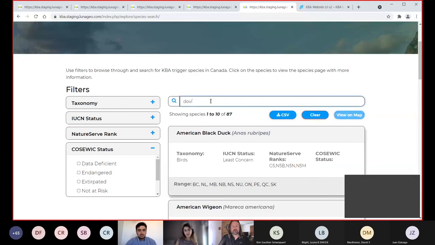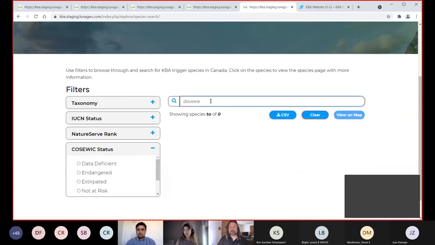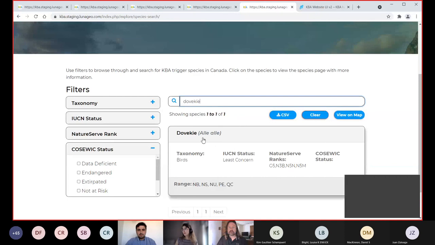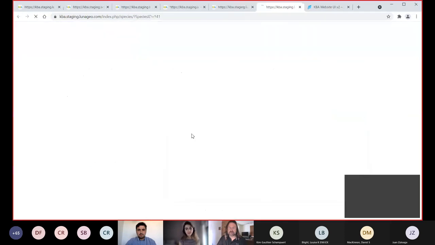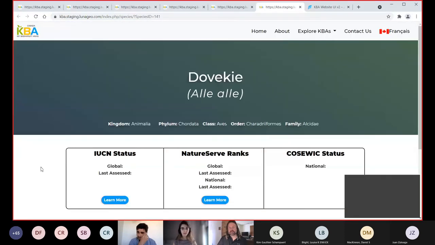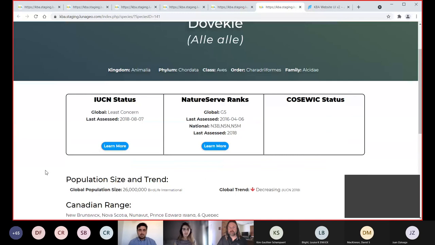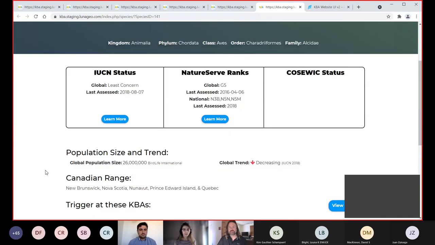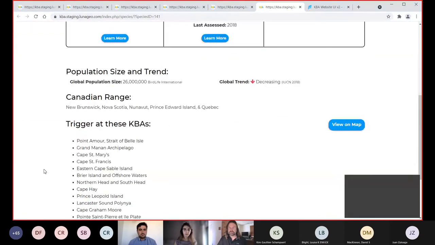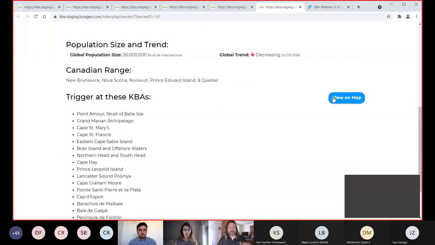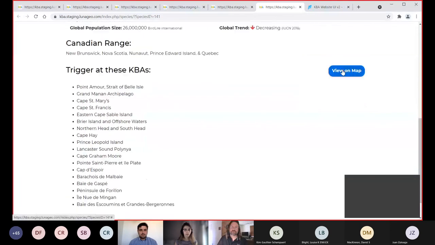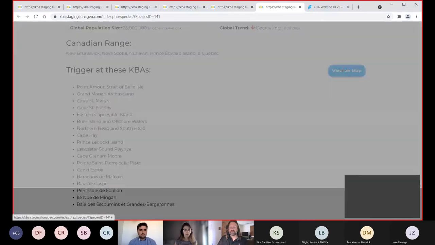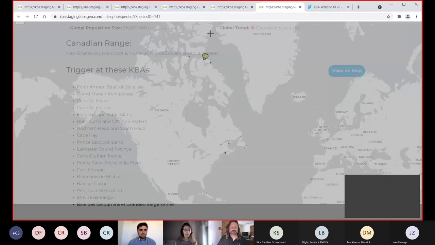I can also search for particular species in here if I know what they are. Dev key, for example, click on the card, and then it brings me to this nicely formatted page that gives me all the information on that particular species. An option to view on map. This one happens to occur in 16 or 17 different KBAs. View on the map brings back the map, showing only those sites. And there are links off to other sources and so on.